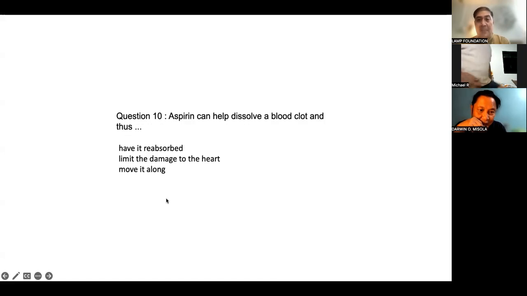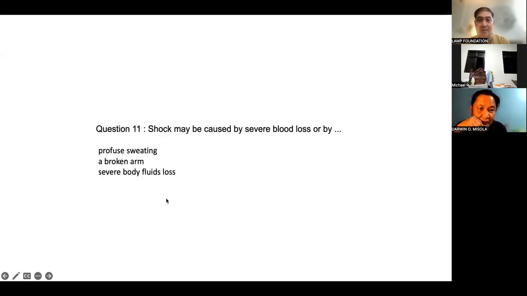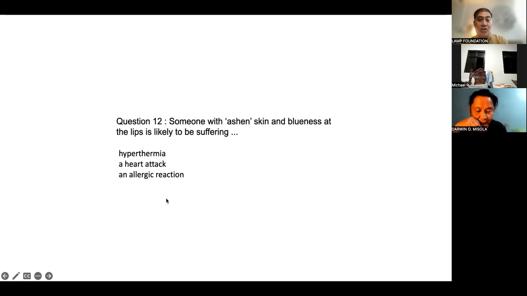You would help someone with their auto-injector of epinephrine or adrenaline if they are suffering from? Anaphylactic shock. Aspirin can help dissolve a blood clot and thus limit the damage to the heart. Shock may be caused by severe blood loss or by severe body fluid loss. Someone with ashen skin and blueness at the lips is likely to be suffering an allergic reaction.